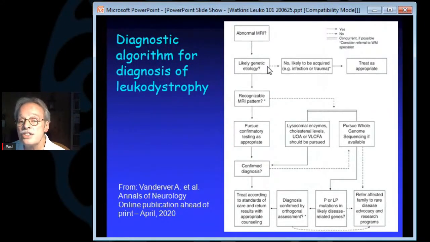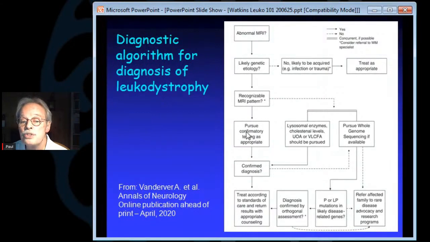If it's not a likely genetic etiology, that means it's acquired, like an infection or trauma, and you would treat that totally differently, because that's probably not going to be a progressive disease. That's probably going to be something that's transient, whereas a leukodystrophy is progressive. And so is there a recognizable MRI pattern? If no, then you would go to other tests.